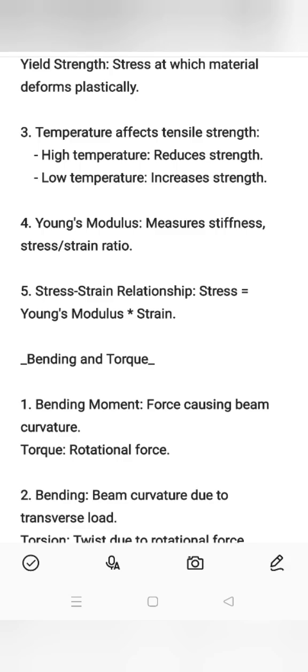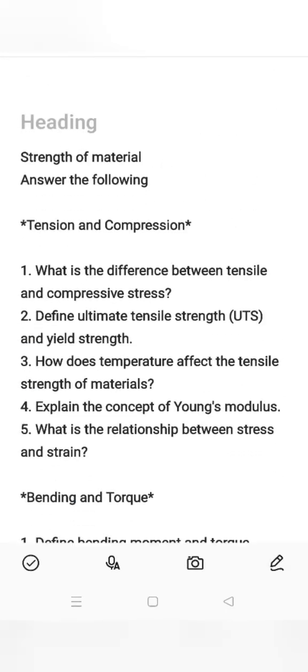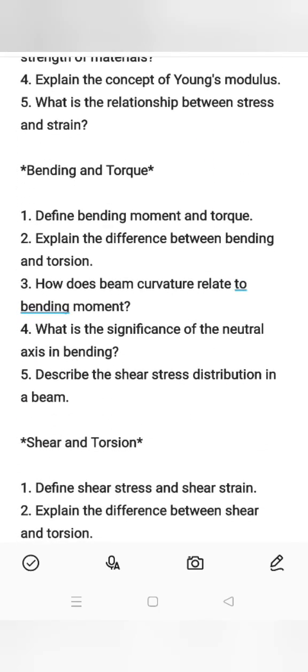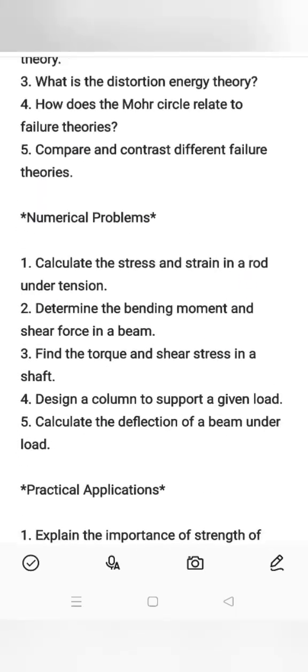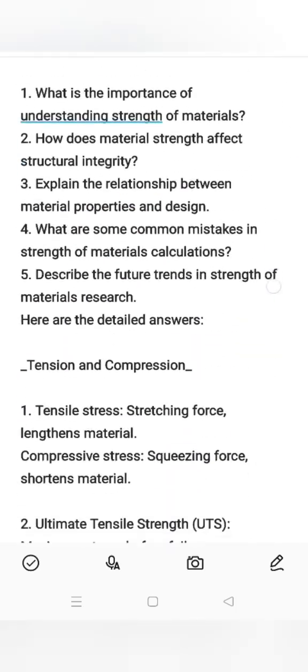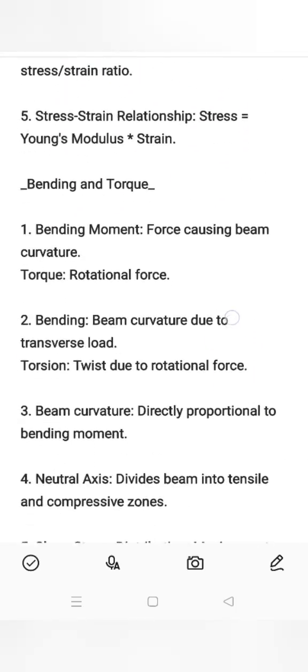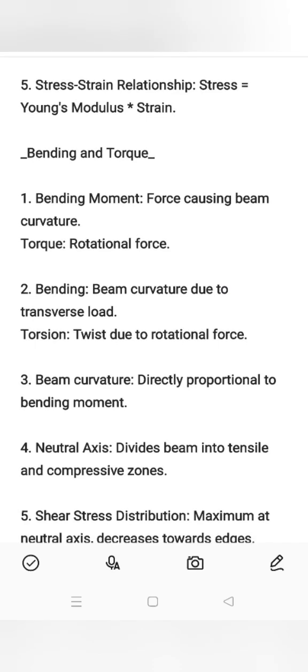Now we will see the next topic, which is bending and torque. Define bending moment and torque. Bending moment is the force causing beam curvature, and torque is rotational force.